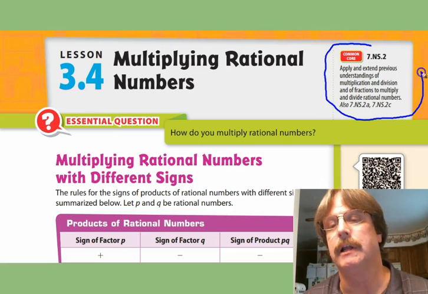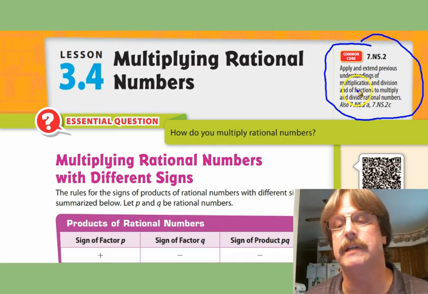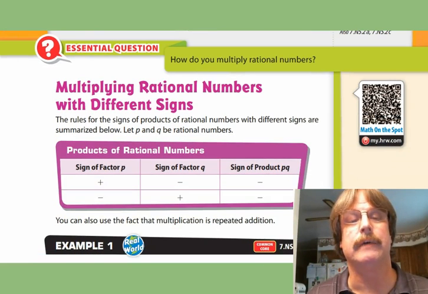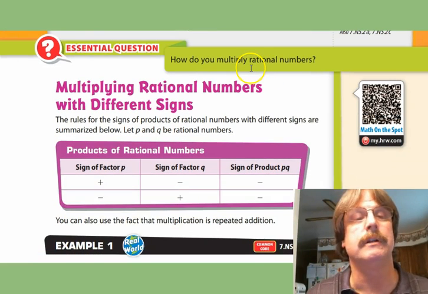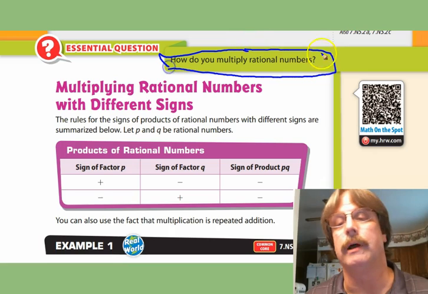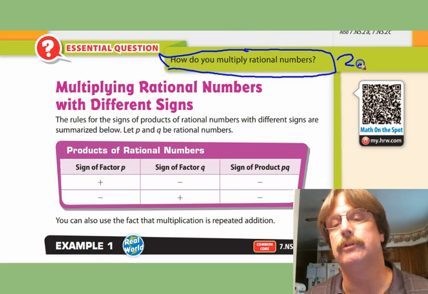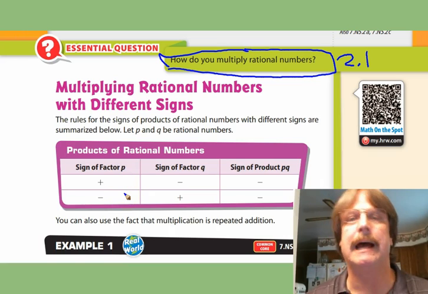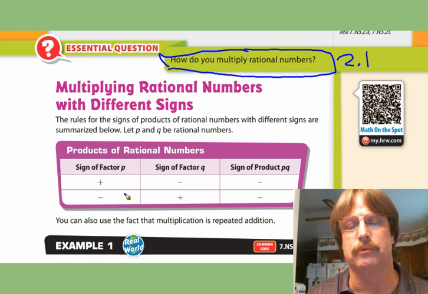So here we are at lesson 3.4, multiplying rational numbers, and over here, of course, is our standard that we're going to be focusing on, standard 2, about extending our previous understanding of multiplication, division, and of fractions for multiplying and dividing. As we scroll down here, we have the essential question: how do you multiply rational numbers? Well, this is the same as in lesson 2.1. We're going to do the exact same thing. What's new is how you're going to put fractions and decimals into this.